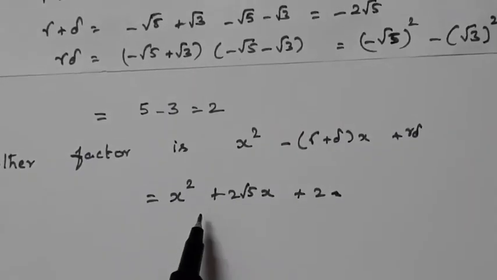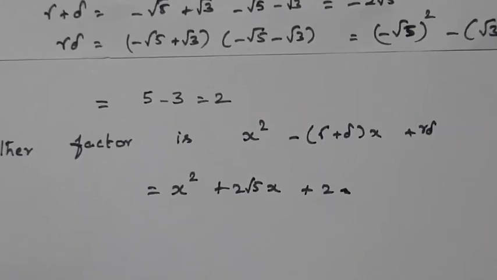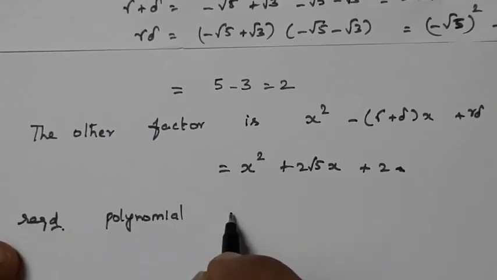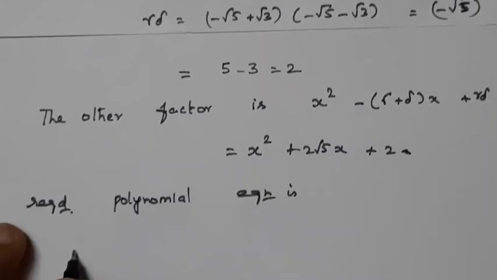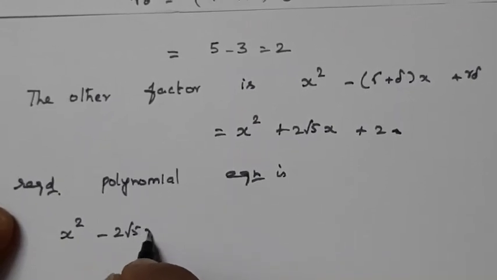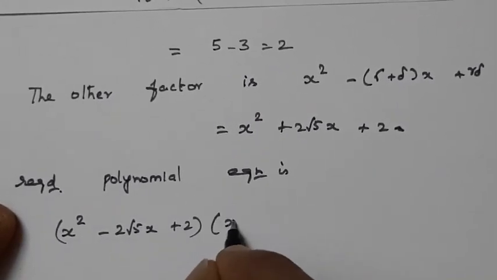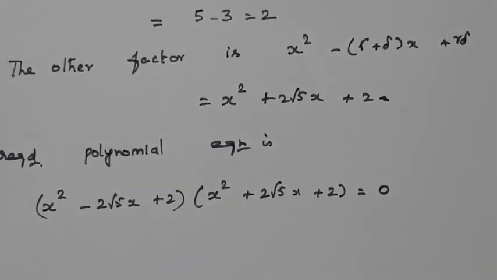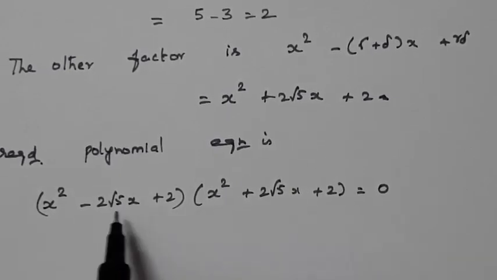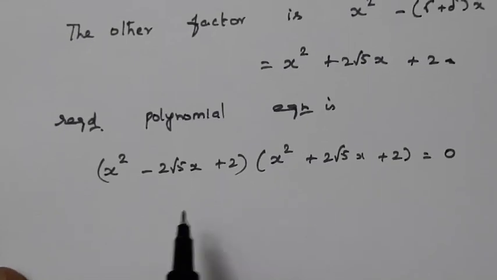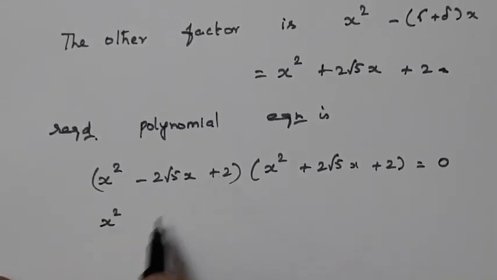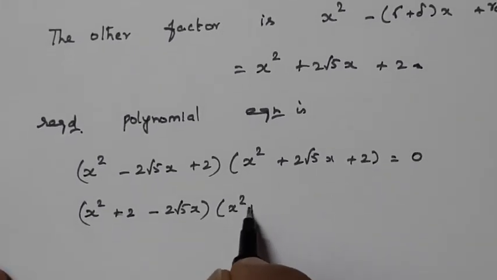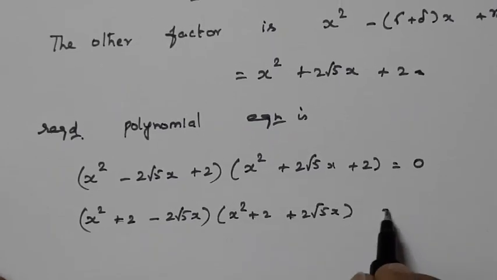So when you multiply these two factors, you will get the required polynomial equation. So what is the required polynomial equation? The required polynomial equation is x squared minus 2 root 5x plus 2 into x squared plus 2 root 5x plus 2 equal to 0. So you have to multiply it and give it as a quadratic polynomial. So how are we going to multiply this? Let us group this as x squared plus 2 minus 2 root 5x and x squared plus 2 plus 2 root 5x is equal to 0.